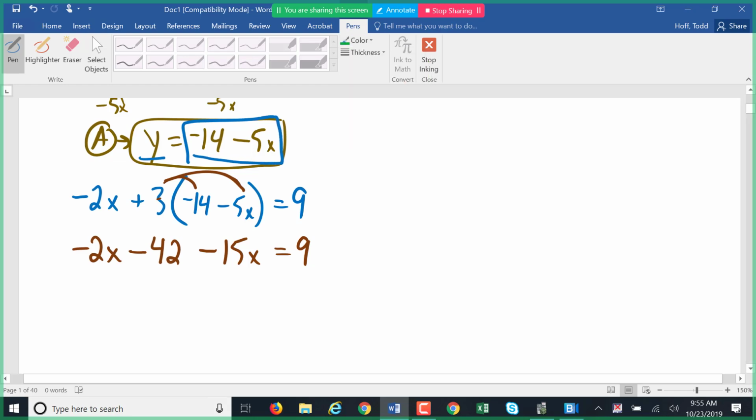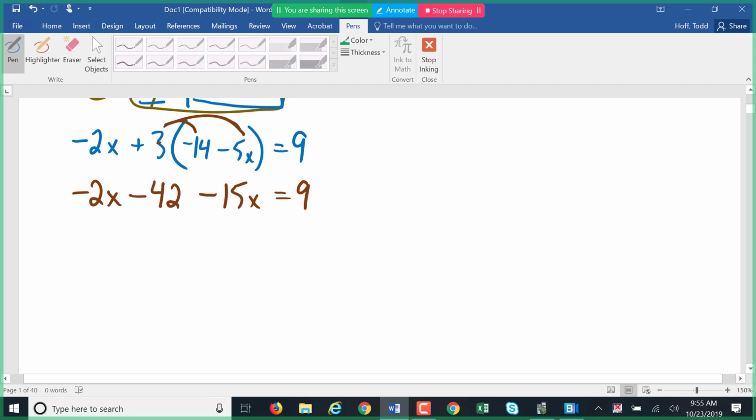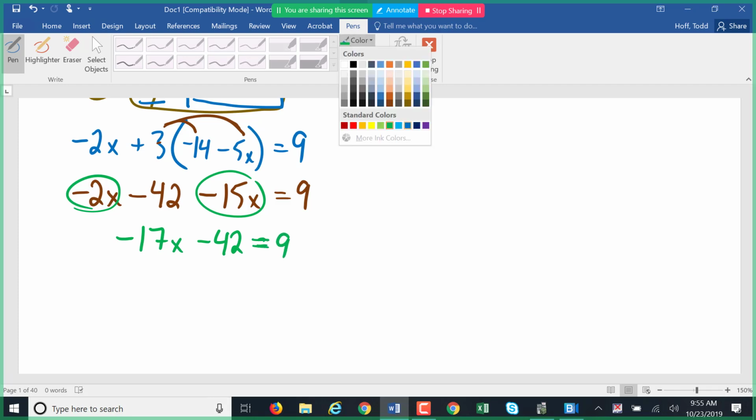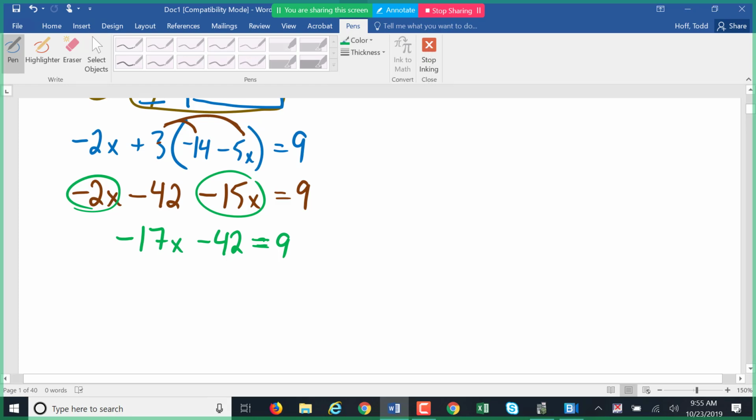Well, there's still more that we can combine here. On the left side of this equation, we have negative 2x and negative 15x. That'll make negative 17x minus 42 equals 9. Now we have combined everything that we can combine. So we have a simple linear equation. So we're going to go ahead and solve this simple linear equation.